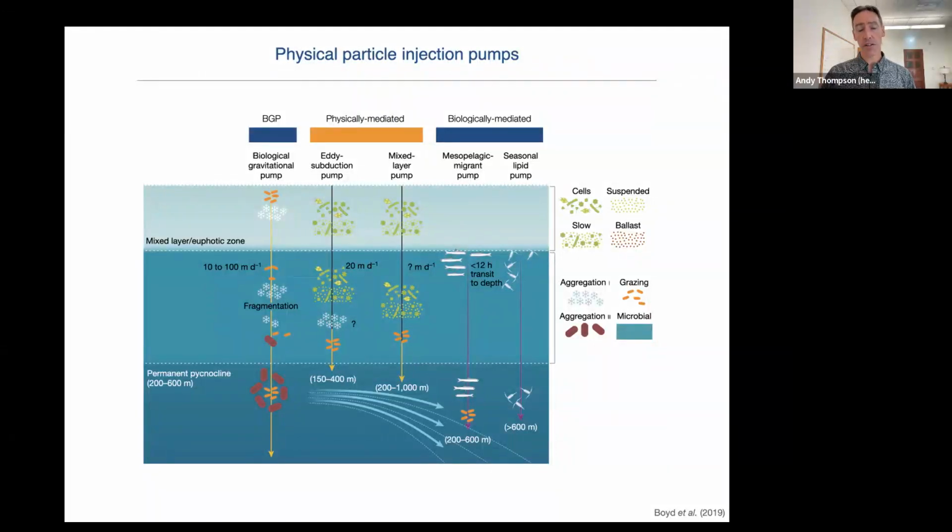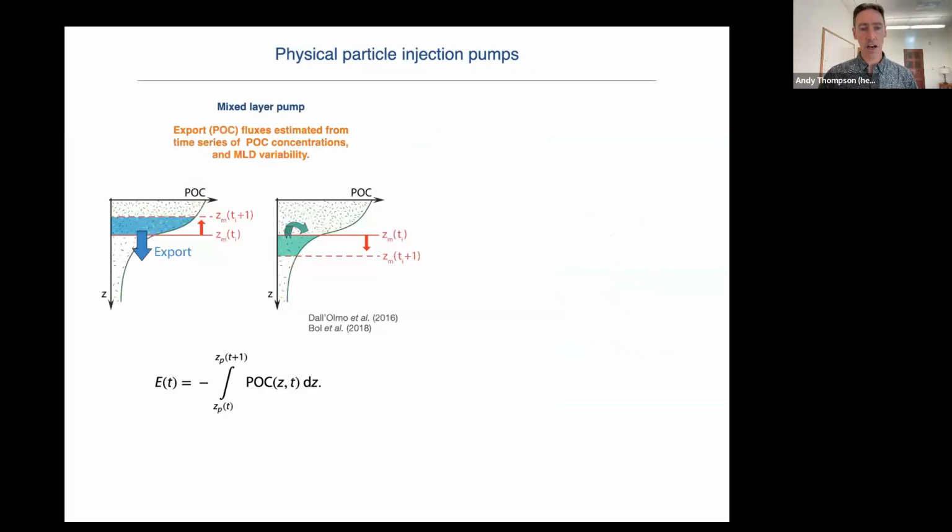But today I'm going to focus on what I call physically mediated pumps, the mixed layer pump or the eddy subduction pump. Now, both of these are very strongly tied to upper ocean variability, mixed layer variability, and density distributions in the upper ocean. I am sure that many on the call will be familiar with these different processes, but I'll just give a very quick background on them.